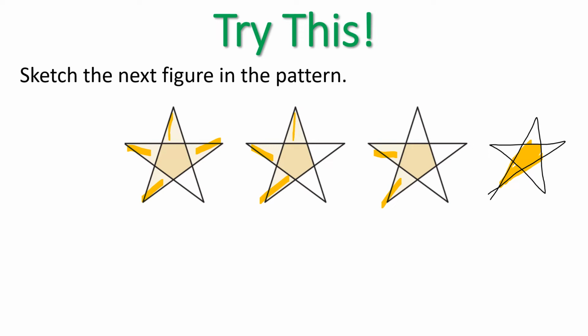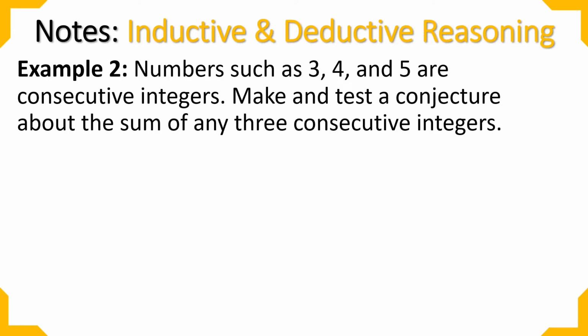Once again, this is an example of inductive reasoning. Example 2. Numbers such as 3, 4, and 5 are consecutive numbers. Make and test a conjecture about the sum of any 3 consecutive integers.